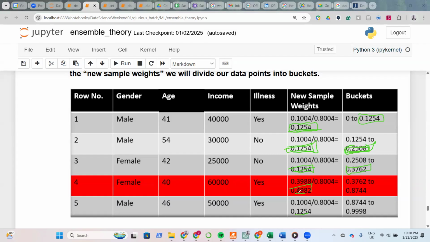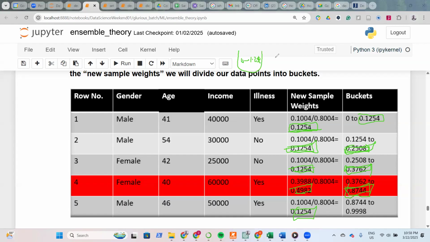So what you do is you add this value to this value, and it gives you the endpoint of this other bucket. So it's now from 0.376 to 0.874. The next bucket, you are now going to add this value to this top value here. So this is how we are creating it. It's some sort of a range, right? So you have your first bucket, from 0 to 1.254.